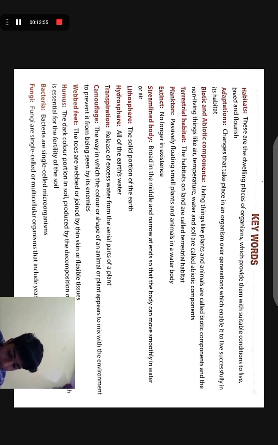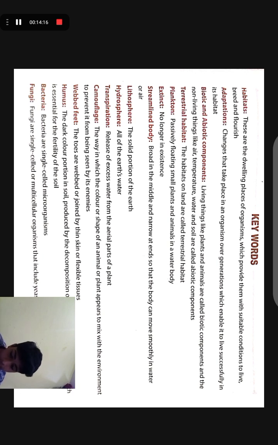Hydrosphere: all of the earth's water. Transpiration: release of excess water from the aerial parts of a plant. Camouflage: the way in which the color or shape of an animal or plant appears to mix with the environment to prevent it from being seen by its enemies.